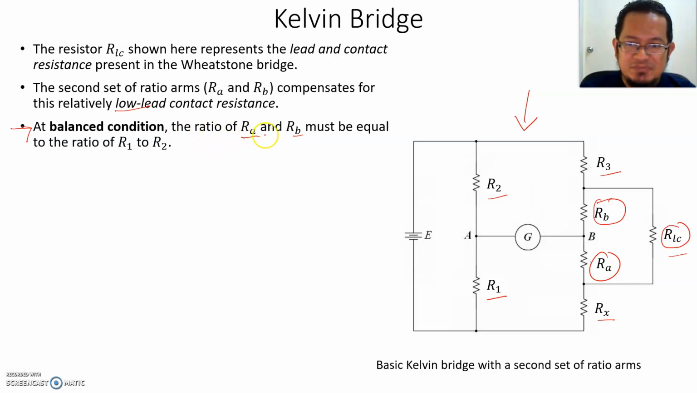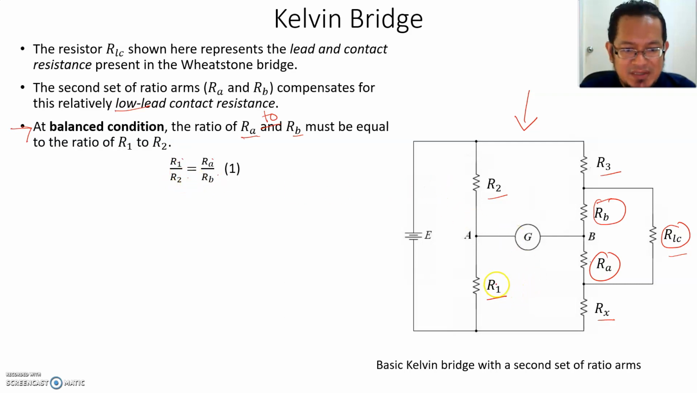I'm just going to go straight to the point. Just remember that at balanced condition, the ratio of RA to RB must be equal to the ratio of R1 to R2, meaning that RA to RB is equal to R1 to R2.